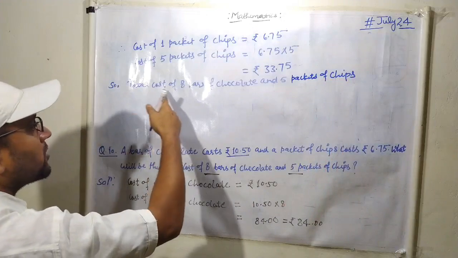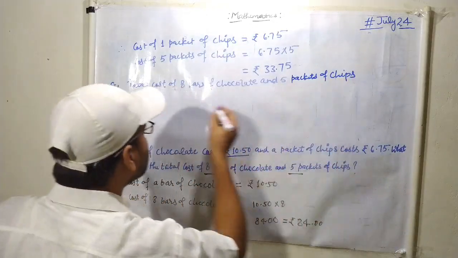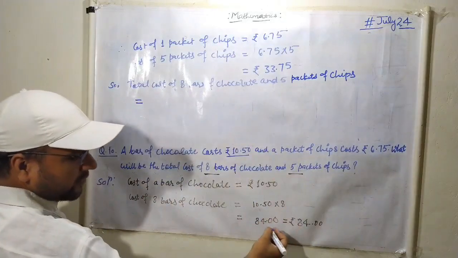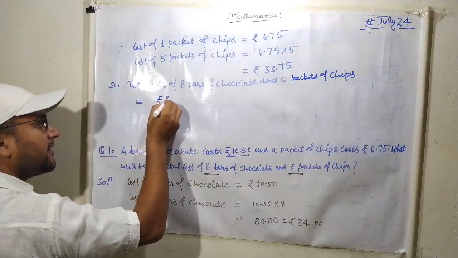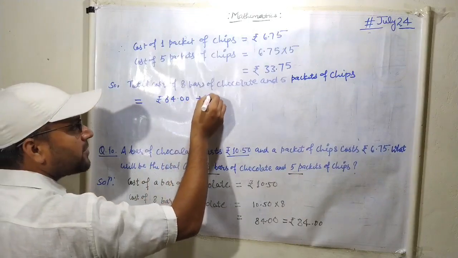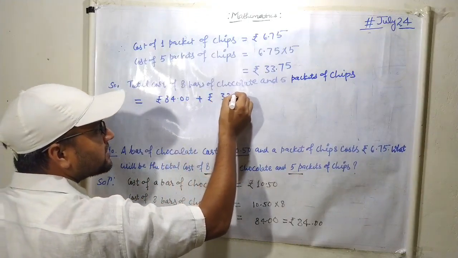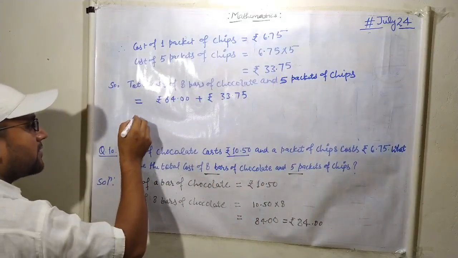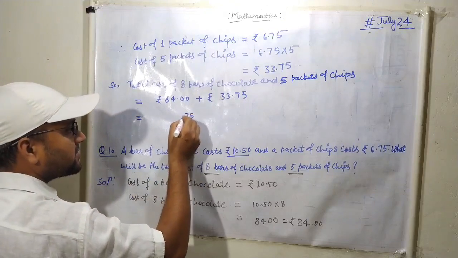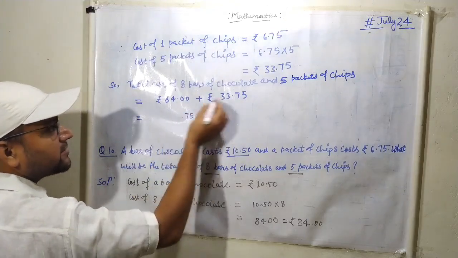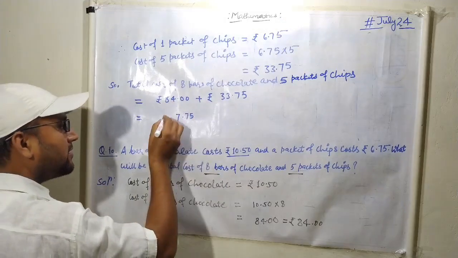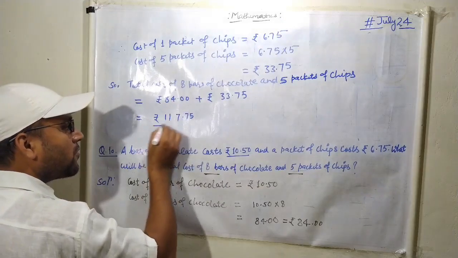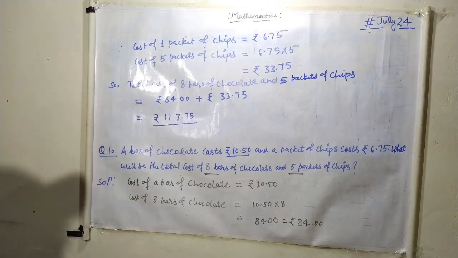The total cost of 8 bars of chocolate and 5 packets of chips is equal to the cost of 8 bars of chocolate, which is rupees 84.0, plus rupees 33.75, the cost of 5 packets of chips. If you add this, you get rupees 117.7 as the cost of 8 bars of chocolate and 5 packets of chips.